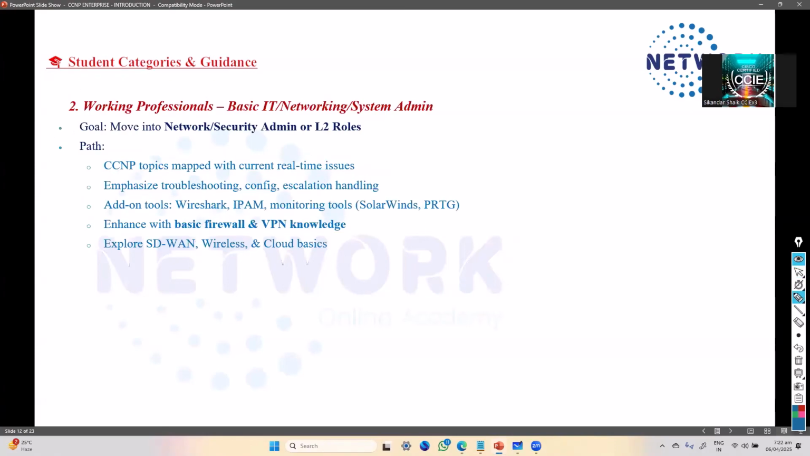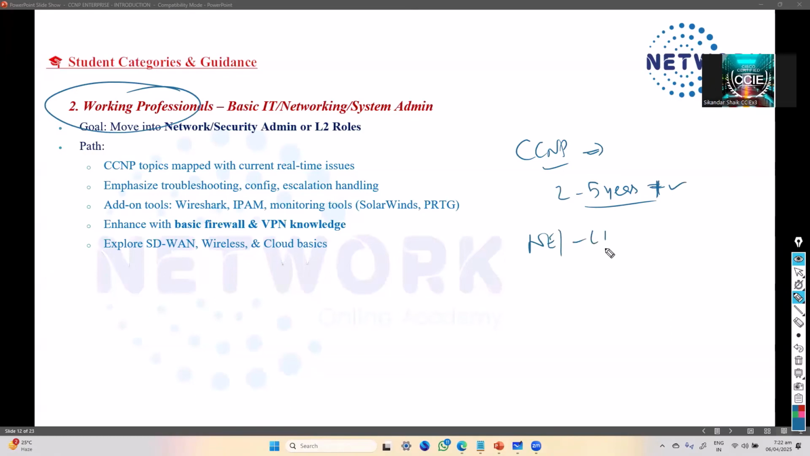Most of the people fall into this second category. Majority of the CCNP roles, where you are already a working professional with 2 to 3 or 2 to 5 years of experience, or even more than that. It depends. And you're working either as a network engineer in an L1 engineer role, or in some other role like a system admin role or some other networking role, which is relevant to the same networking roles, but you want to advance yourself to the next level.